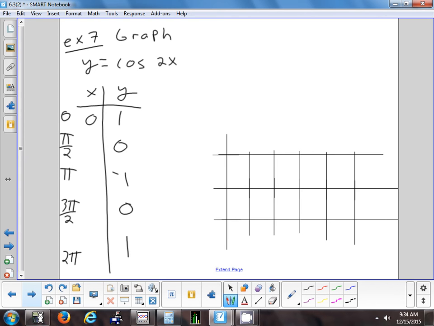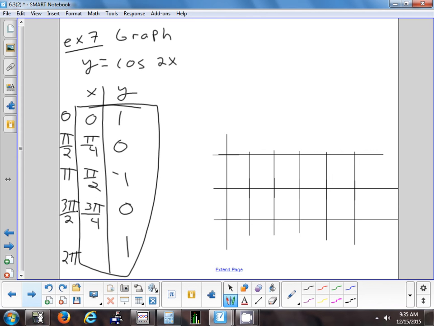So we can get 0. What's my next one? Pi over 4. Next one? Pi over 2. And just pretend like you're multiplying by 1/2. So what would you get? 3 pi over 4. Yep, 3 pi over 4 is half of 3 pi over 2. And then 2 pi? Pi. Right? That's it. That's our table.